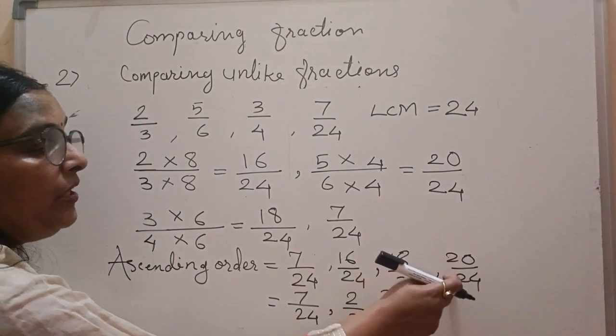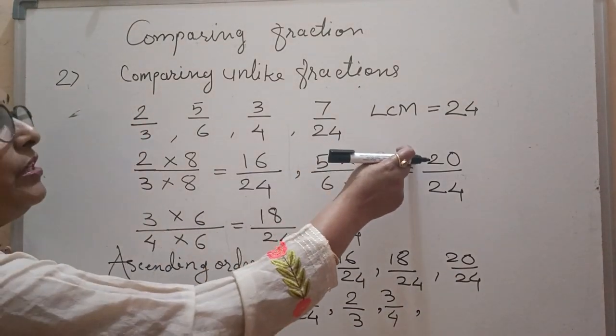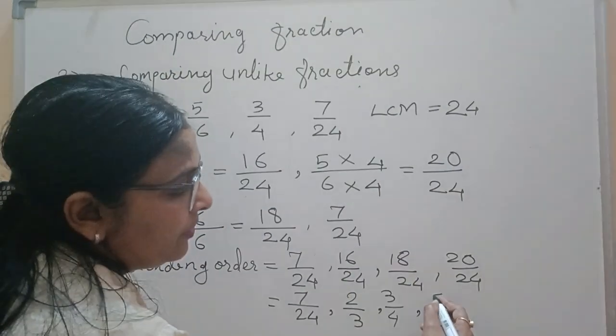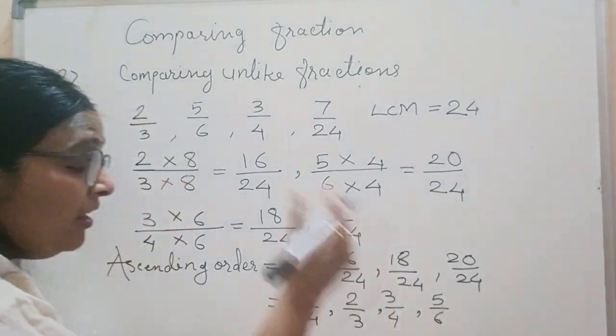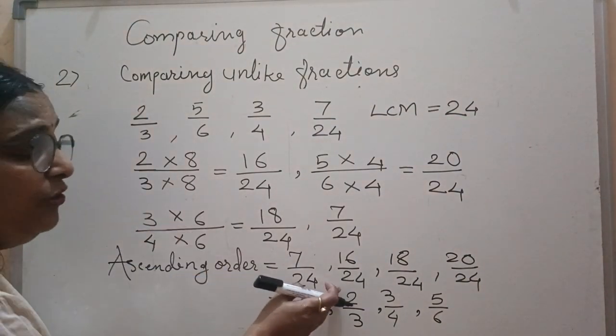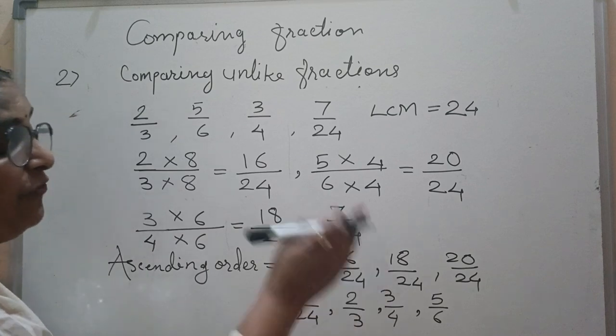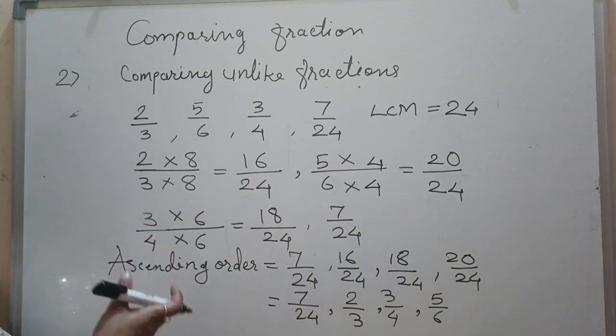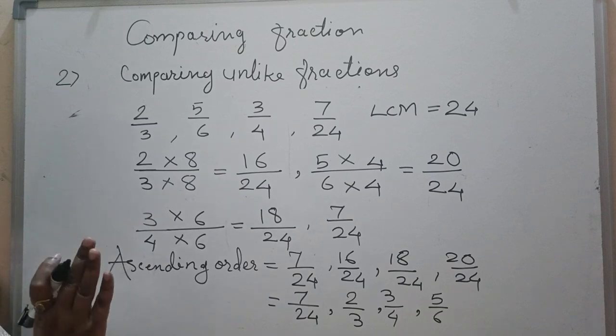And last 20 by 24. For what are you writing 20 by 24? 5 by 6. So 5 by 6. So what ascending order did you get here? 7 by 24, 2 by 3, 3 by 4 and 5 by 6. Similarly, you can write descending order also.